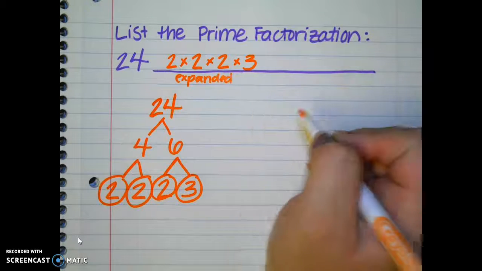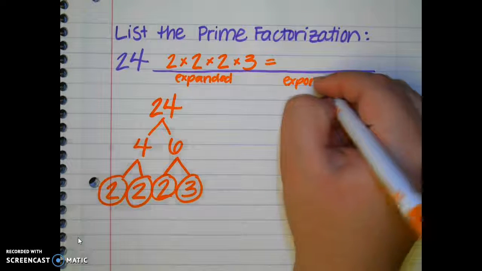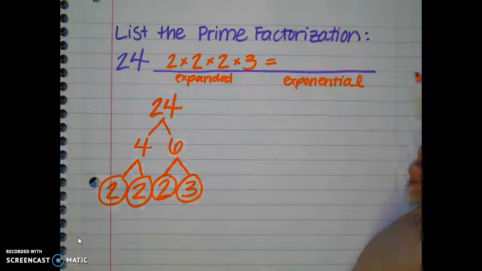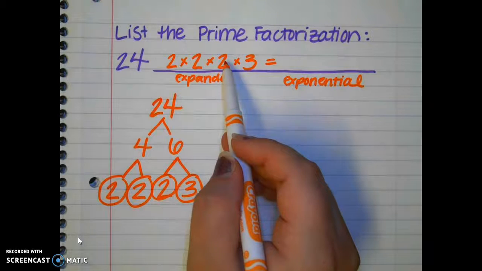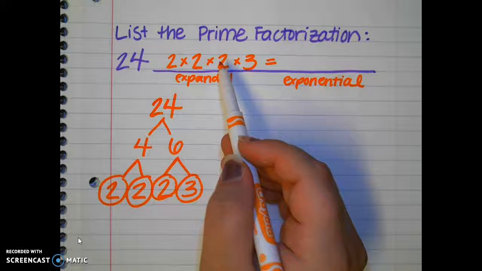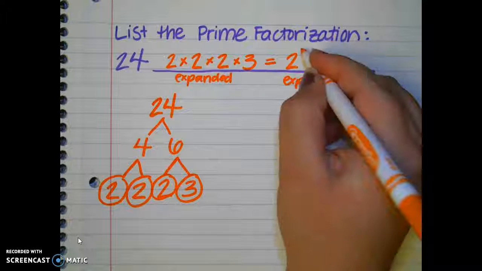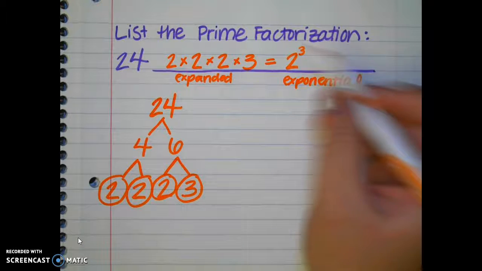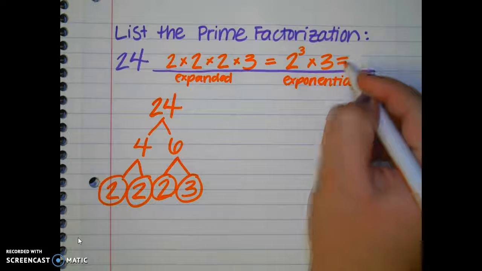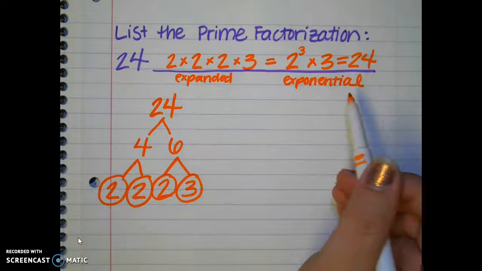Expanded, because it's really long and expanded out, right? But then we're going to put it in exponential. Exponential, I hope I spelled that right. Alright, so what we're going to do is if we see more than 1 2, we're going to put it into exponential form. So we have 3 2's. I wrote out 2 3 times. 1, 2, 3. So that's 2 to the power of 3. And then we have 1 3 left over, so we're going to still multiply that by 3. And all of that is equal to 24. Both of these expressions are equal to 24.